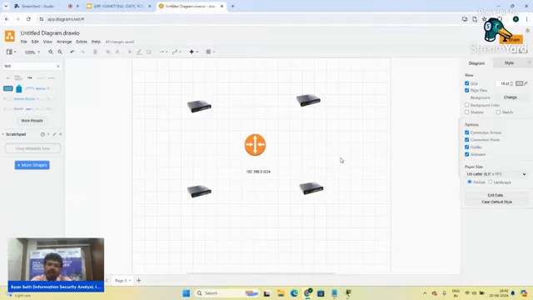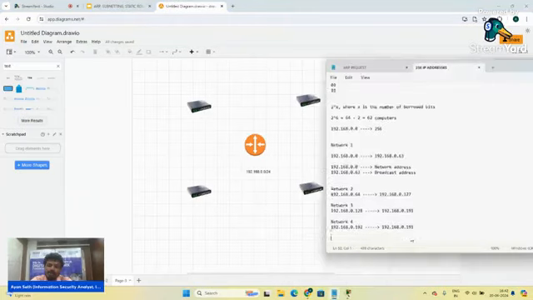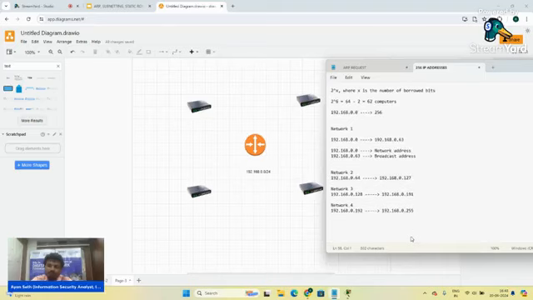Okay, where the prefix length of each network is the same. That means the prefix length will be /26 in this case, because we have borrowed 2 bits, right? As we have borrowed 2 bits, that's why the prefix length is becoming /26.